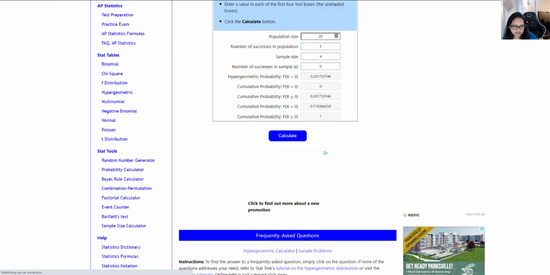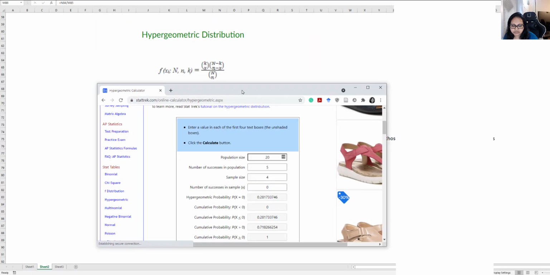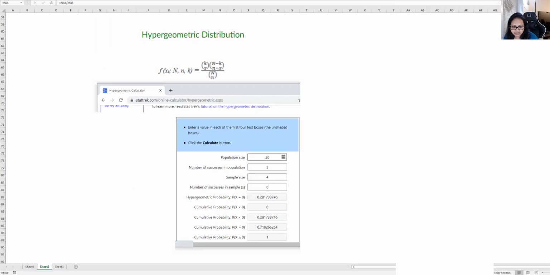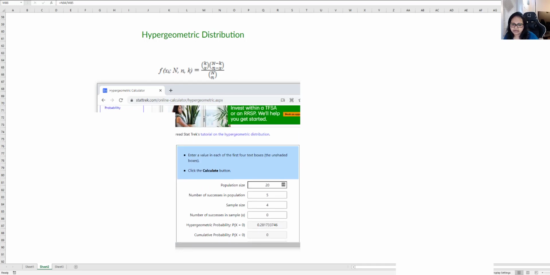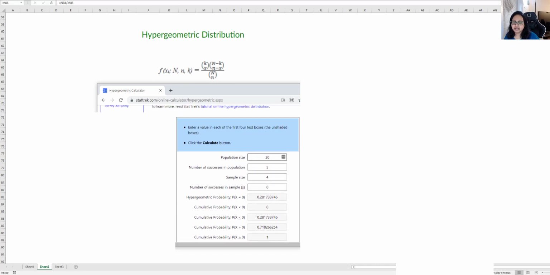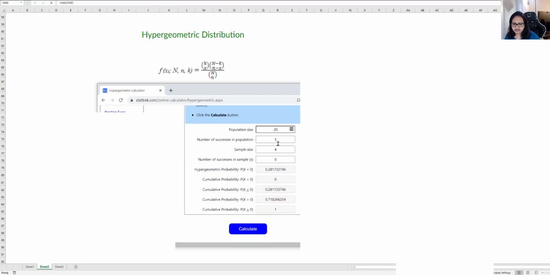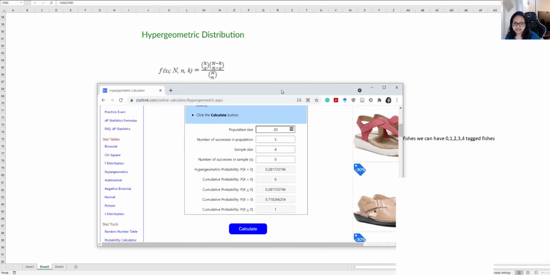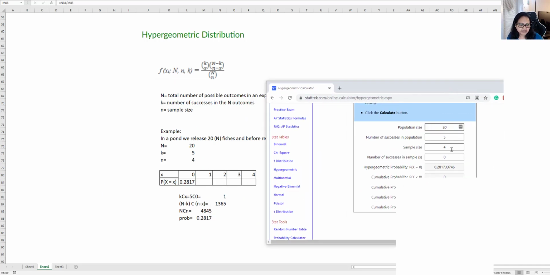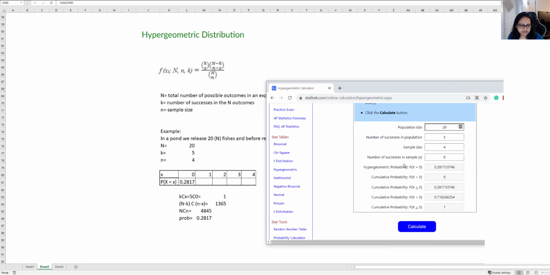So I did the same in Star Trek. This is the website. I tried to see if they have any calculator. If you type in Google hypergeometric distribution calculator, you will find many of them. I just plugged in the population size, the number of successes, and the sample size. Same thing I did here. You can see that the number of successes is 0, and then you will see that the number is 2817.